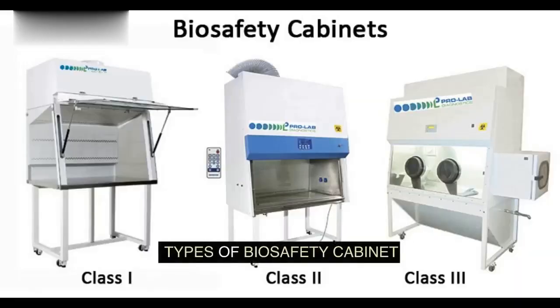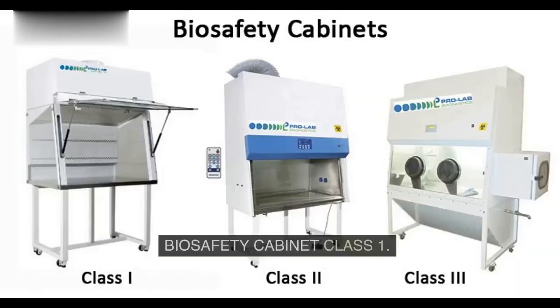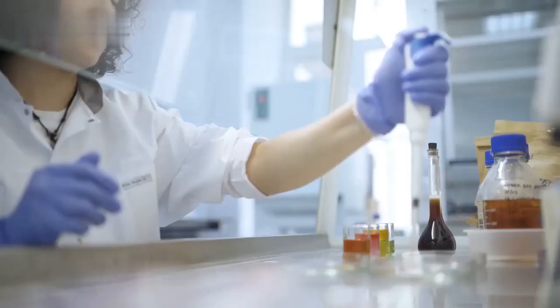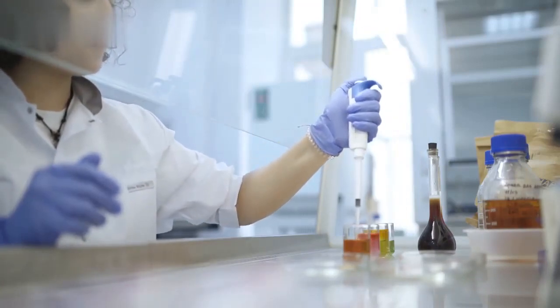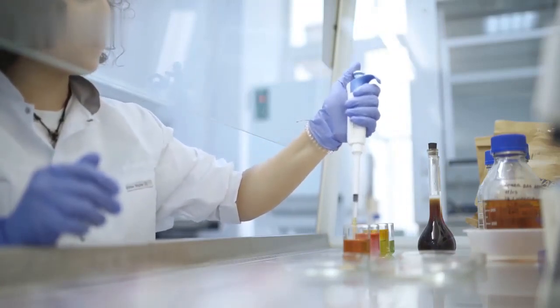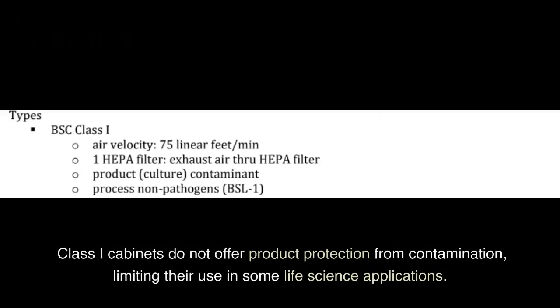Types of biosafety cabinet. Biosafety Cabinet Class 1. A Class 1 cabinet is defined as a ventilated cabinet for personnel and environmental protection. Class 1 cabinets do not offer product protection from contamination, limiting their use in some life science applications.